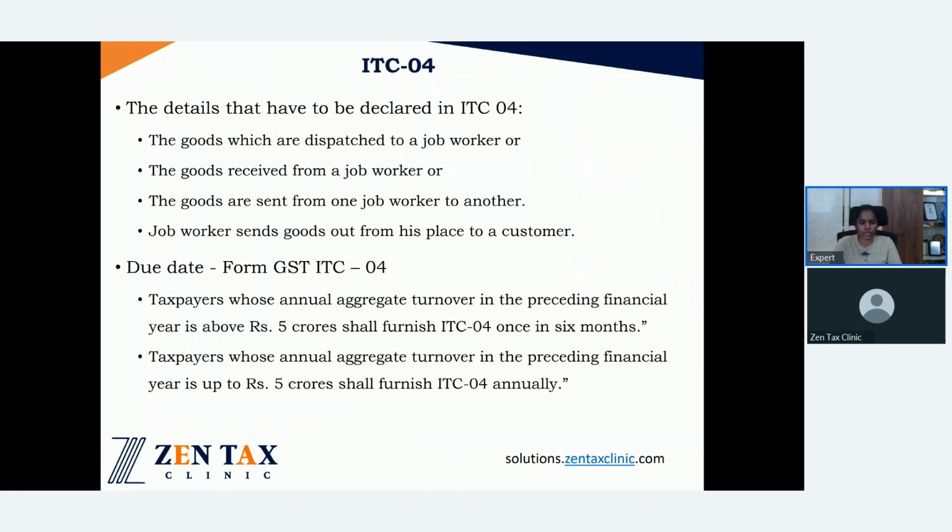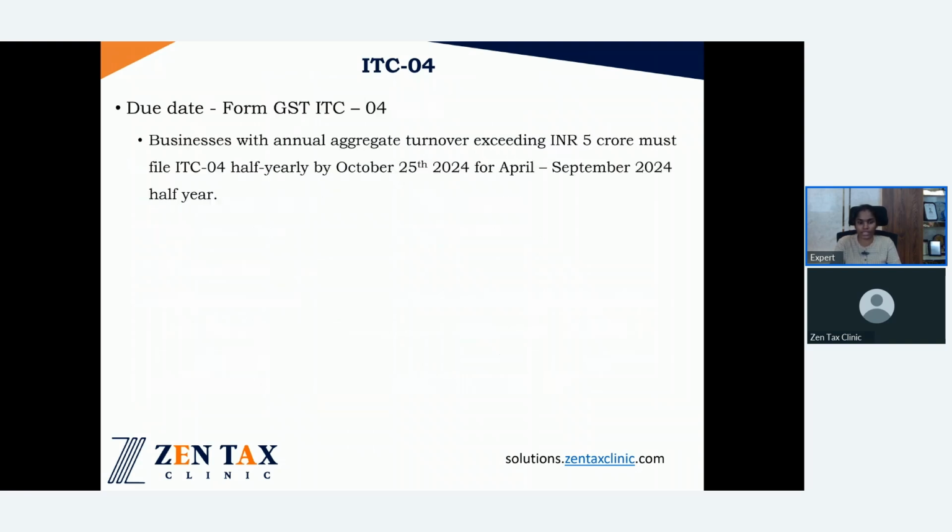Now what is the due date for filing ITC 04? Taxpayers whose annual aggregate turnover in the preceding financial year is above 5 crores shall furnish ITC 04 once in 6 months. Taxpayers whose annual aggregate turnover in the preceding financial year is up to 5 crores shall furnish it just once a year, that is, annually. Now for this year, the upcoming due date is October 25th. That is, businesses with annual aggregate turnover in the preceding financial year exceeding 5 crore must file ITC 04 half yearly by October 25th for the half year of April to September 2024.